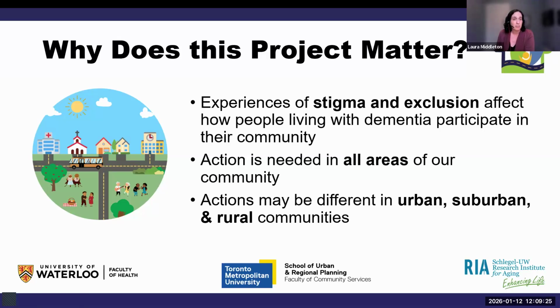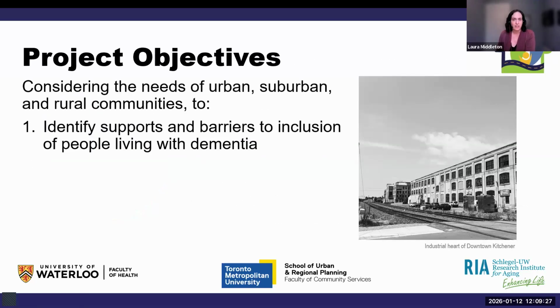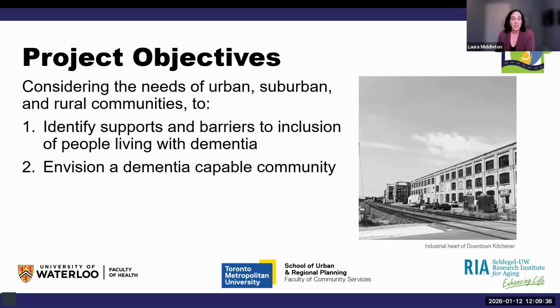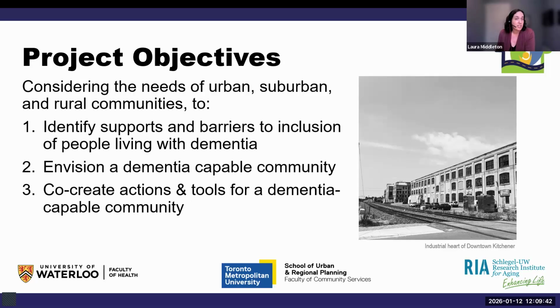So our project objectives are considering these differences to identify barriers and supports to inclusion in each community for people living with dementia, to envision what a dementia capable community could look like, and to co-create, so work together to create actions and tools that will allow a dementia capable community to be built.